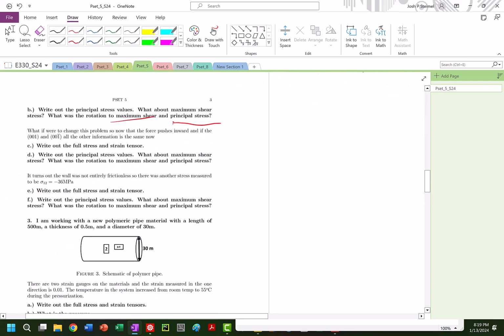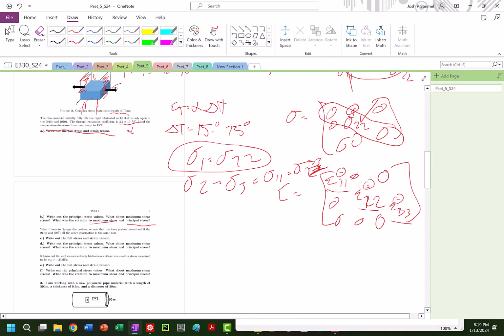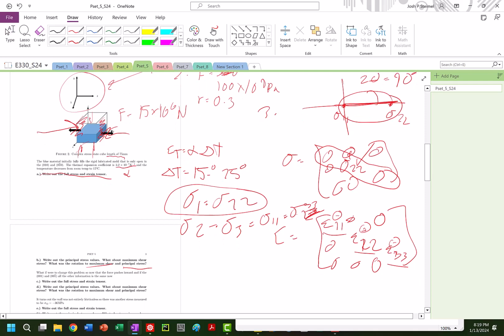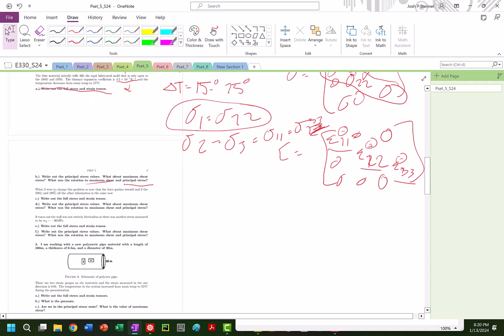What if I were to change this problem so that now the force pushes inward? So now we're going like this, as such. So the force is pushing inward like this, and all. Let's see here. I'm trying to read out the problem.